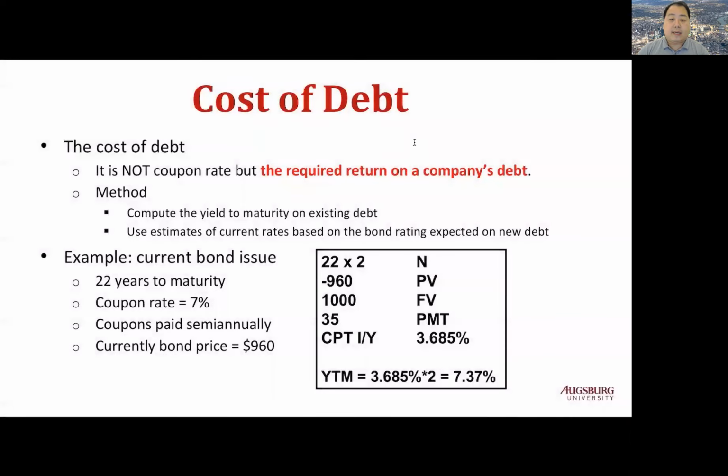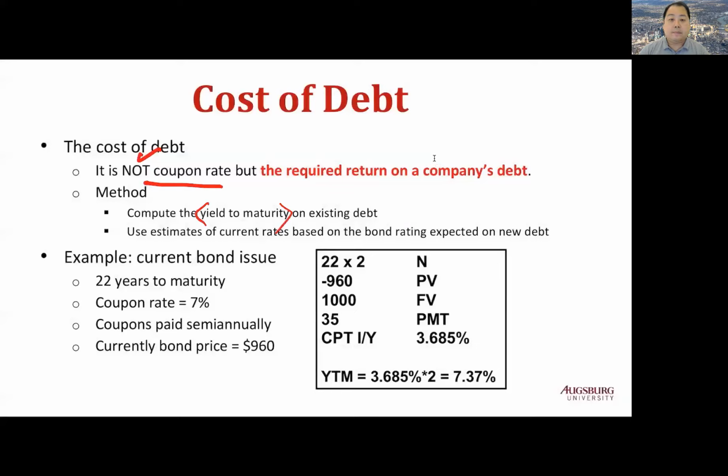Let's find cost of debt. You should note that the cost of debt is not a coupon rate. It is the required return on a company's debt. So it is the same as yield to maturity of existing debt. We already learned how to get YTM of a bond in chapter 6.